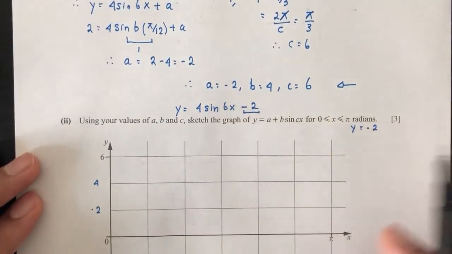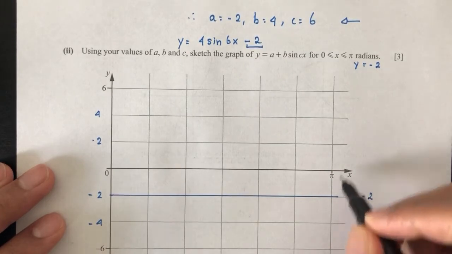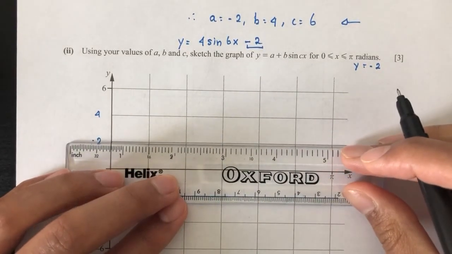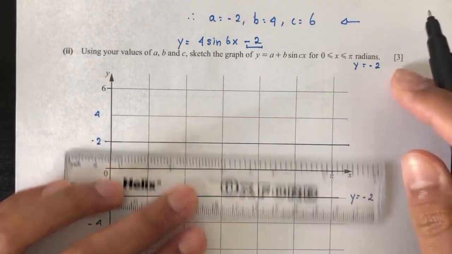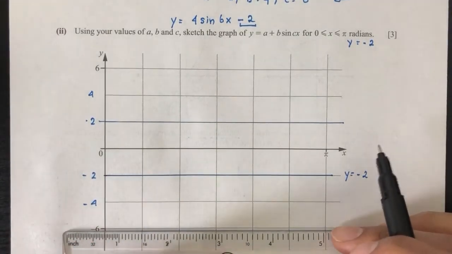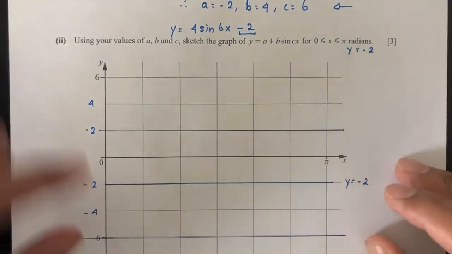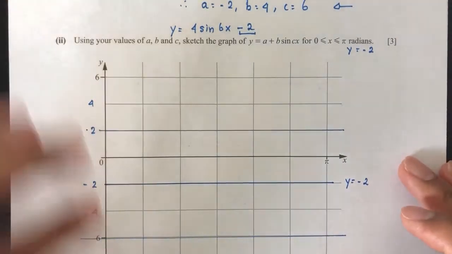Now the next step: the amplitude is 4, which means it goes 4 up. So minus 2 plus 4 is 2. That's the max point of the function. And minus 2 minus 4 will be minus 6. So when we have these two lines, it means the function will be in between those two lines. It will not go above or below.